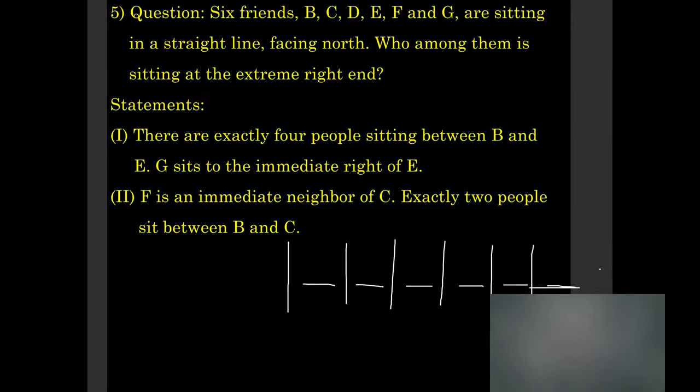Based on that question, we have two statements. There are exactly four people sitting between B and E. Four people sitting between B and E means automatically it will be at the ends only, because the first person is B and the last person is E. So this is one way. The other way is we can take the reverse order. That means you can take E here and you can take B here.